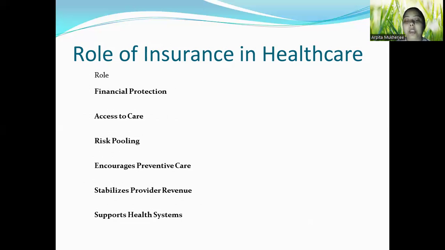It encourages preventive care, where many insurance plans cover checkups and screening, reducing long-term cost. It stabilizes provider revenue, where hospitals and clinics receive payments from insurers, improving cash flow. And it supports the health system, where public and private insurance funding forms the backbone of healthcare finances.